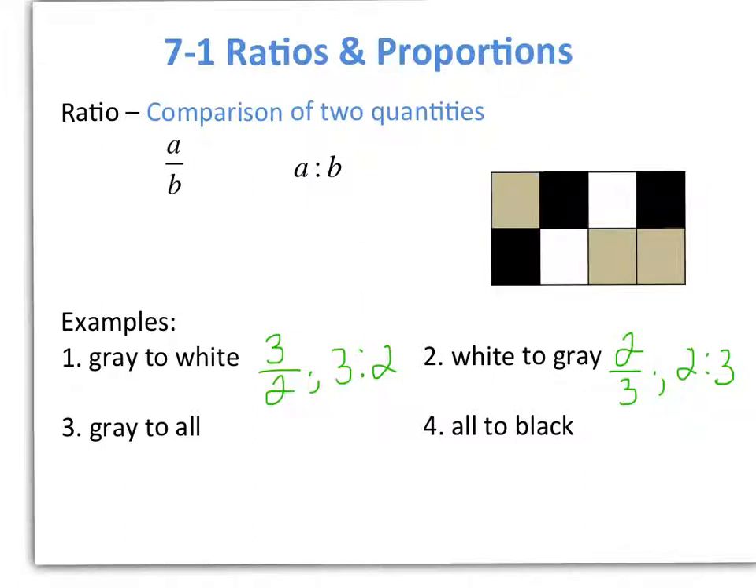Number 3, gray to all. So there are 3 gray, and there are 8 squares in all. And number 4, all to black. There are 8 squares in all. There are 3 that are black.